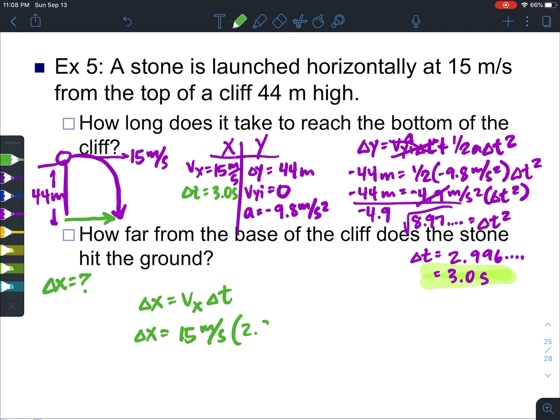Now I actually am going to use my 2.996 lots of decimal seconds because I haven't taken it out of my calculator yet, and this will give me a more precise answer. And that gives me 44.95 meters. Now I've drawn my picture with that to the right so I can add a plus. That part is a little bit ambiguous on these problems, and so don't worry too much about direction and worry more about figuring out the algebra.